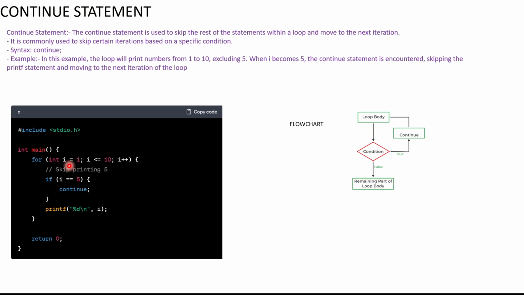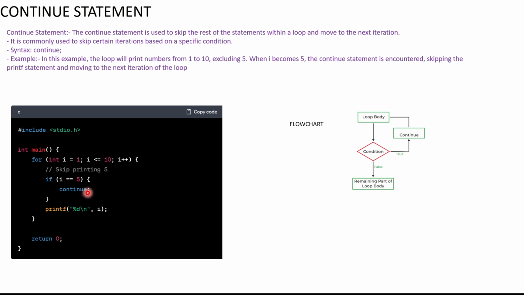In this example, this loop is going to print the numbers from 1 to 10, excluding 5. The for loop works in a way where it first checks the condition, whether 1 is less than or equal to 10, which is true. It's going to keep on incrementing the value until the condition is false. But since we have kept a condition where if i equal to 5, continue, this continue keyword is going to act as a jump statement.